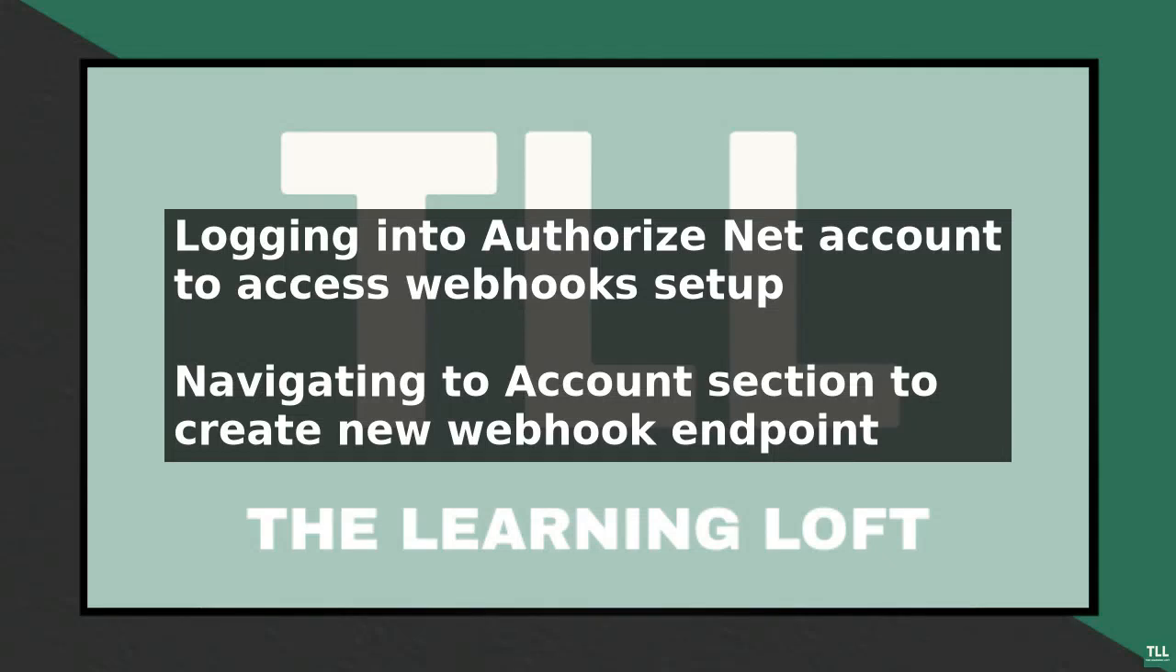To set up Authorize Net Webhook Events List, start by logging into your Authorize Net account and navigating to the Account section. Click on Webhooks and then New Webhook to create a new webhook endpoint. Here you will need to enter the URL where you want to receive the webhook notifications. Select the events you want to receive notifications for, and set the status to active.